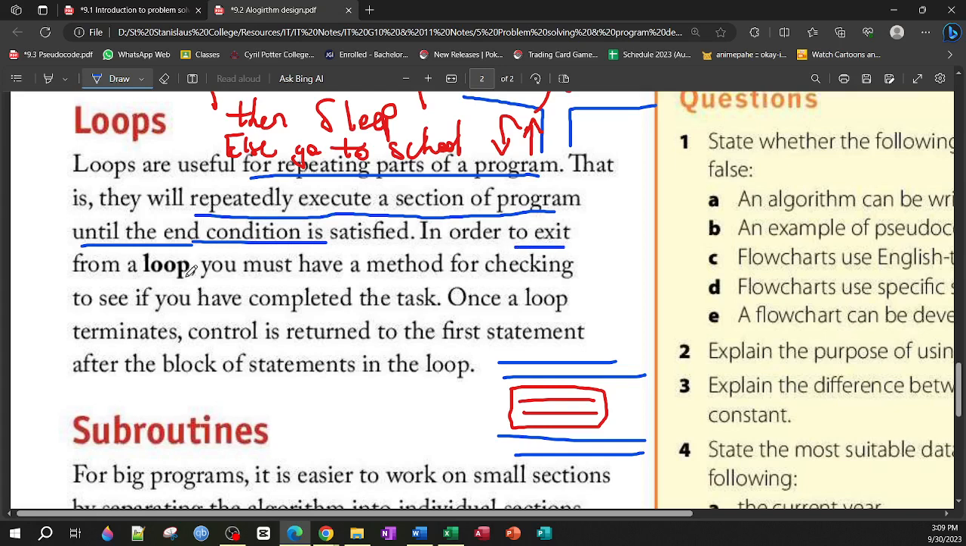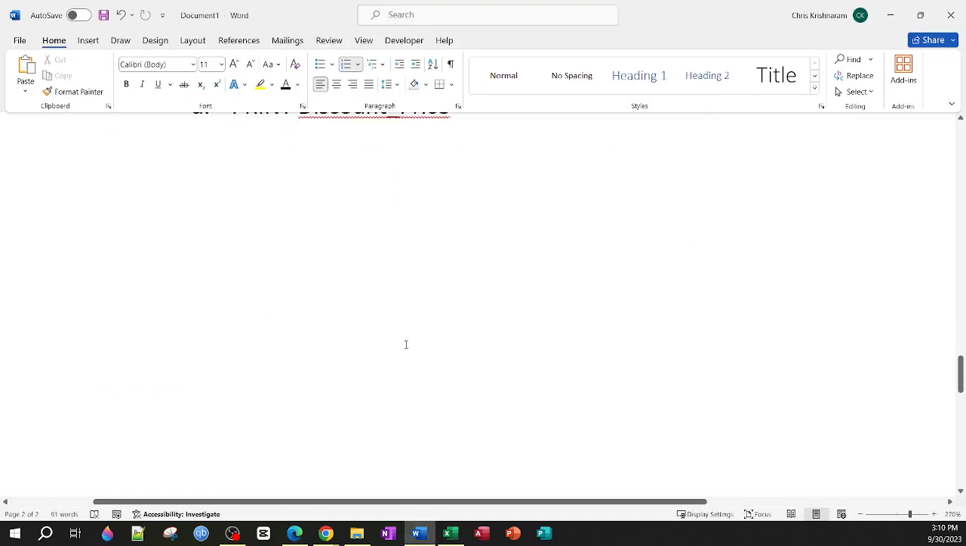In order to exit from a loop, you must have a method for checking to see if the task was completed or not. Once a loop terminates, control is returned to the first statement after the block of statements in the loop. So what does that mean?